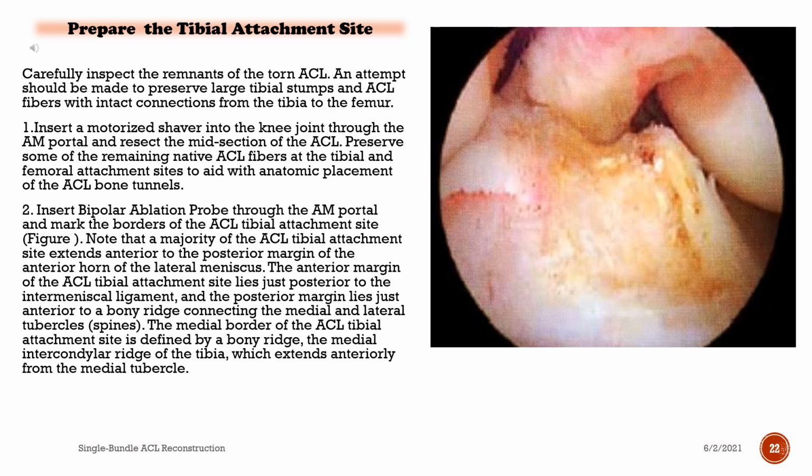The anterior margin of the ACL tibial attachment site lies just posterior to the intermeniscal ligament, and the posterior margin lies just anterior to a bony ridge connecting the medial and lateral tubercles, spines. The medial border of the ACL tibial attachment site is defined by a bony ridge, the medial intercondylar ridge of the tibia, which extends anteriorly from the medial tubercle.